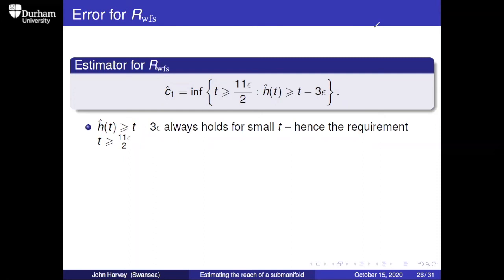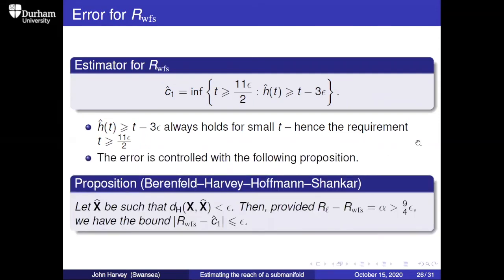What's happening in this estimator? I'm saying that h hat has to be close to t within 3 epsilon. That's sort of the tolerance for an intersection. And I have to start not at 0, but some distance away from the origin, because otherwise I would be underneath the x-axis and none of it would make any sense. The key point is now I have a way of defining my estimator for the weak feature size. I can control the error. As long as the weak feature size is far enough away from the local reach by some number alpha, then I can control the bound in terms of epsilon.